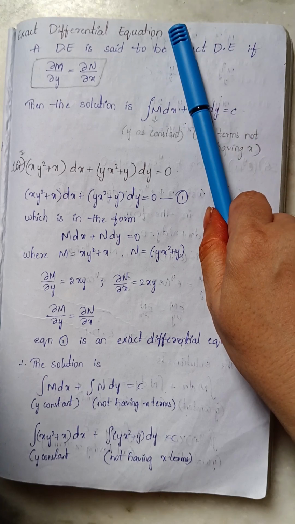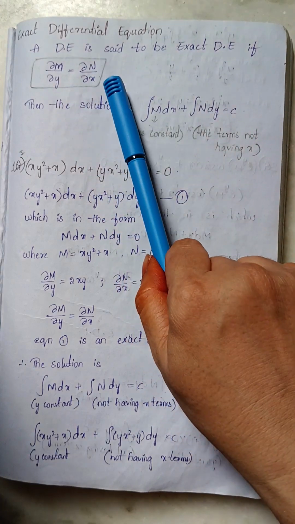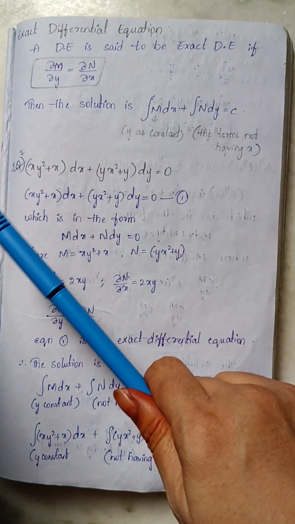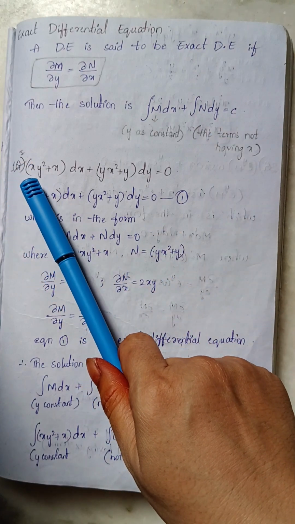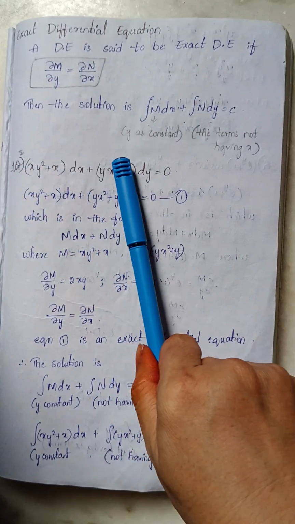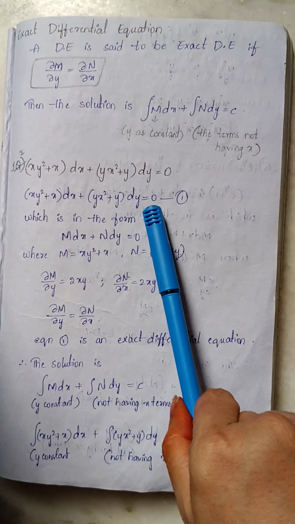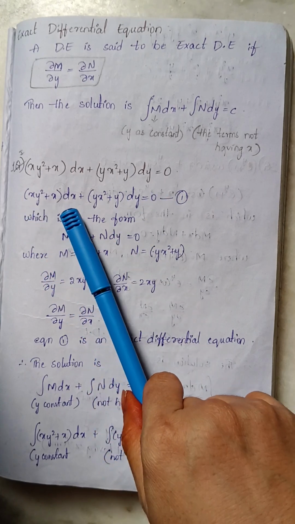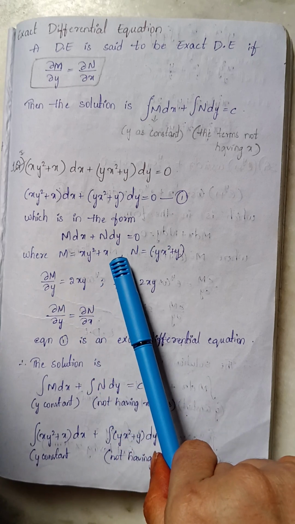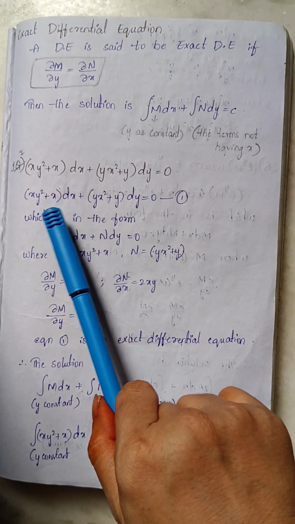So what is the condition for exact? This one. And what is the solution for exact? This one. Now one question here, see this question: some function in xy into dx plus some function in xy into dy equal to 0. It is of which form? Obviously M dx plus N dy equal to 0. Now for this form, what we need to do first? Find the value of M.